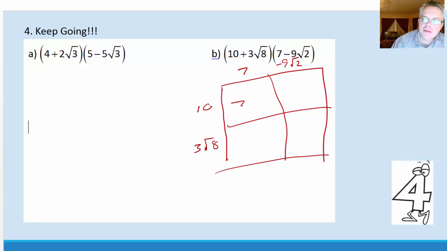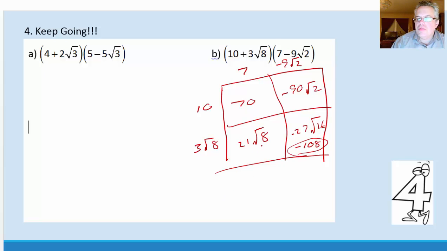Okay, that's 70. 3 times 7 is 21, so it's 21 square root of 8. 10 times negative 9 is negative 90 square root of 2. This one's the toughie. 3 times negative 9 is negative 27. And square root of 8 times square root of 2 is square root of 16. We're going to be able to do some simplification. So square root of 16 is 4. 4 times negative 27 is negative 108. So this is negative 108 here.